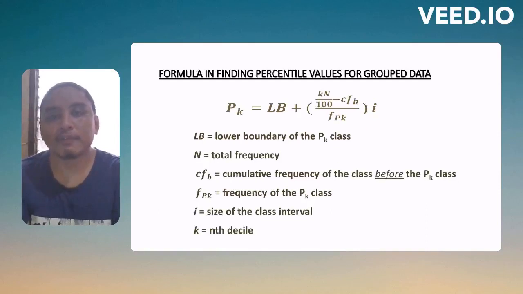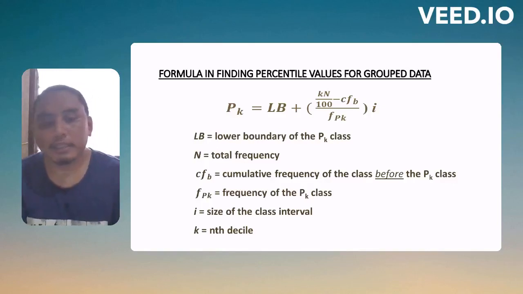This is the formula in finding the percentile values for group data. Pk equals Lb plus (kN/10 minus CFB) over FPk, multiplied by i. Lb stands for the lower boundary of the Pk class, N stands for the total frequency, CFB stands for the cumulative frequency of the class before the Pk class, FPk stands for the frequency of the Pk class, i stands for the size of the class interval, and k stands for the nth decile.